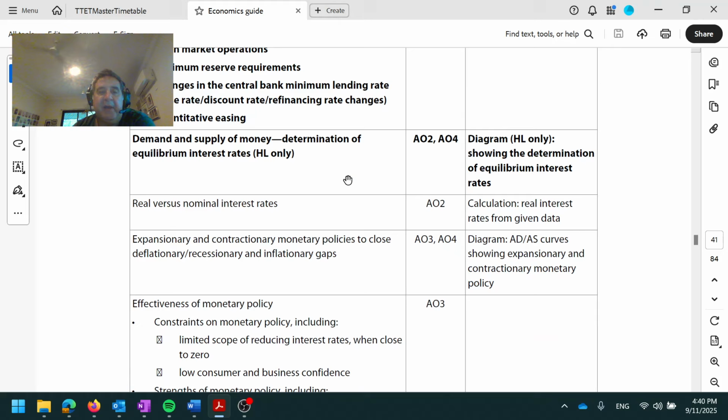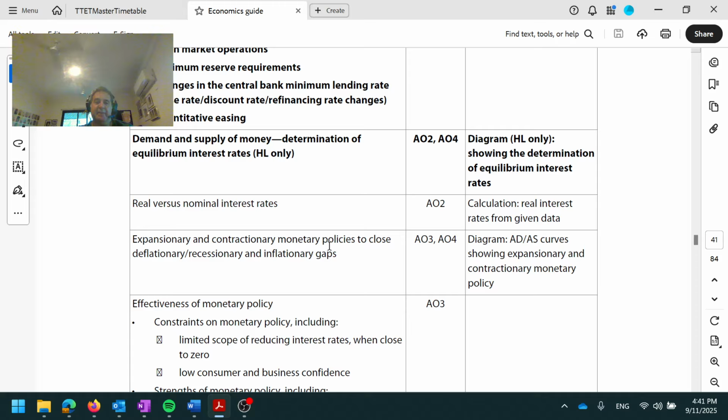All right, demand and supply, determination of equilibrium interest rates. You know that. You did an IA on that. I'm not going to go through it. Real versus nominal interest rates. The real interest rate is just the nominal interest rate minus the rate of inflation, and you may have to calculate that on paper 3. I think it might have been on the May exam. So possibility, 2 marker.